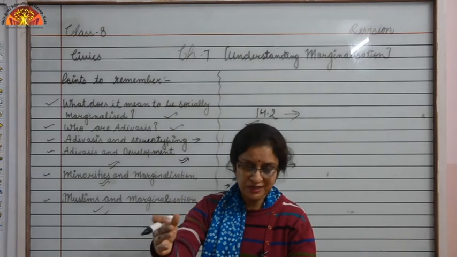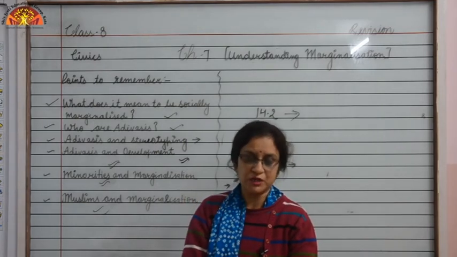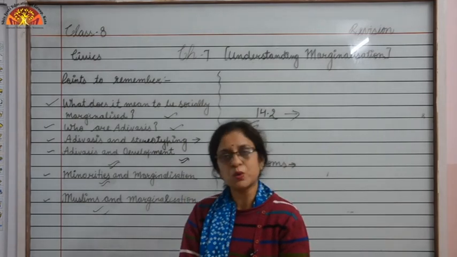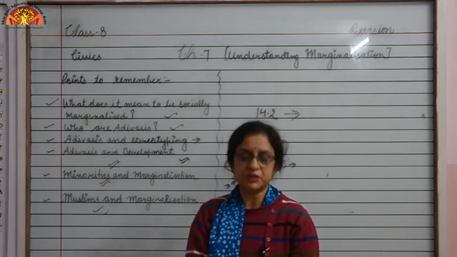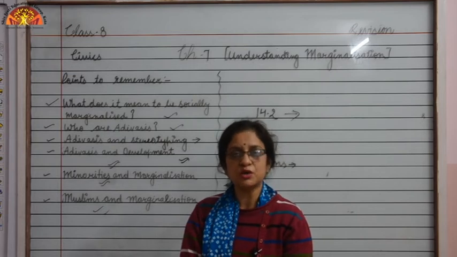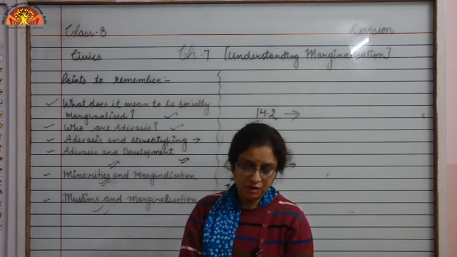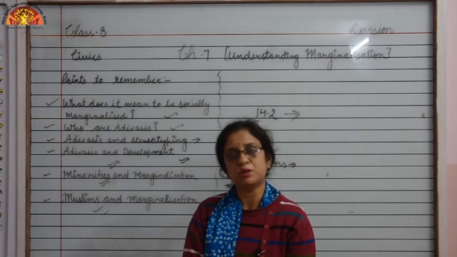When its report came, what was the result, beta? According to the report, the average years of schooling for Muslim children between the age of 7 to 16 is much lower than that of other socio-religious communities.